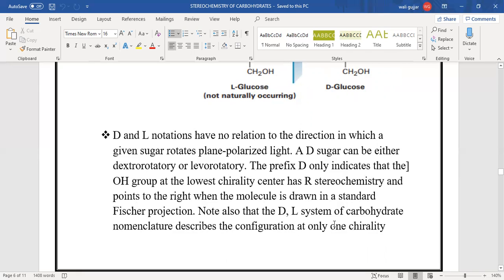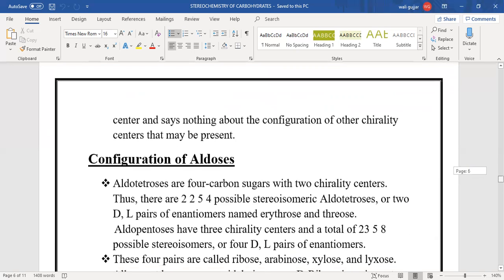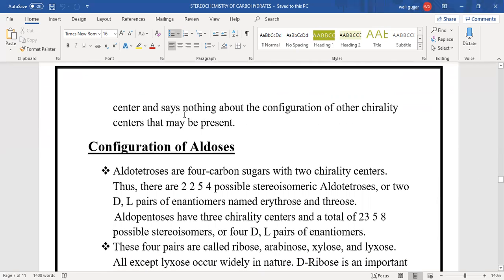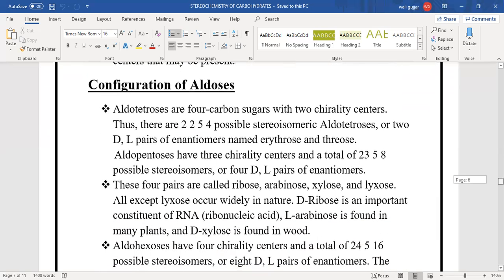Note also that the DL system of carbohydrate nomenclature describes the configuration at only one chirality center, but doesn't say anything about the configuration of other chirality centers that may be present in many carbohydrates. So moving towards, I'll discuss configuration of aldoses. Aldotetroses are four carbon sugars with two chirality centers. Thus, there are 2^2 = 4 possible stereoisomeric aldotetroses, two DL pairs of enantiomers named erythrose and threose.